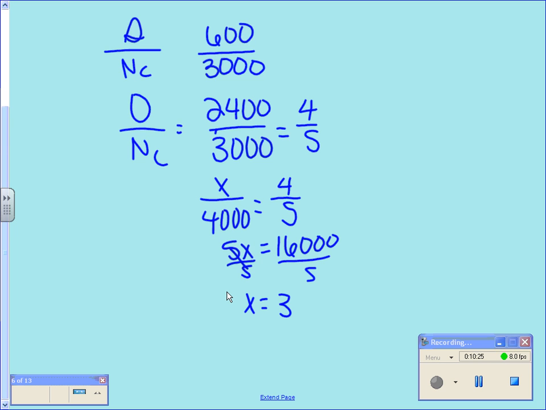3,000 what? Could you reduce what? Yeah. No, you can't reduce those. You can reduce the x in 4,000 or the 4 and 5, but not those two. Any questions on that one? Okay.